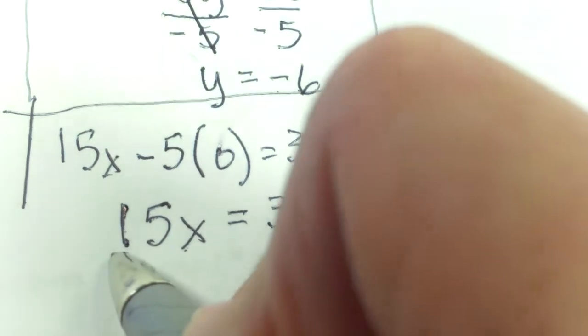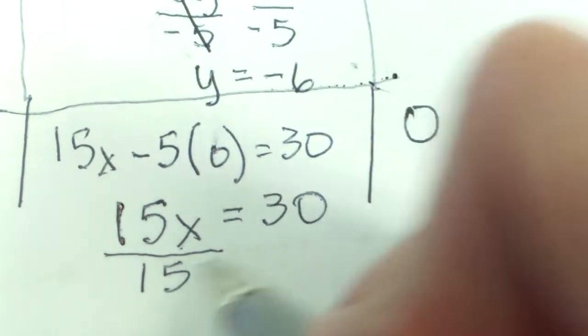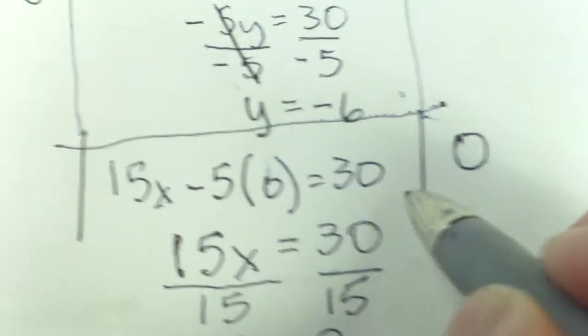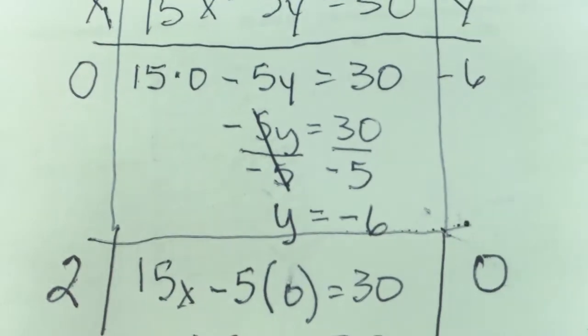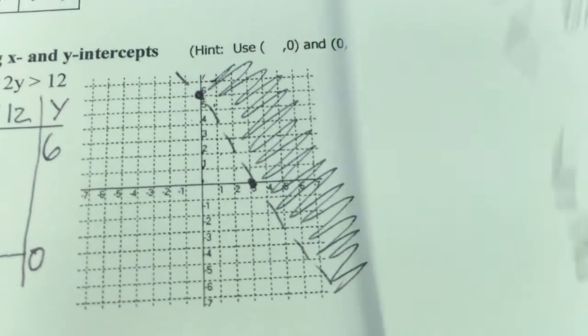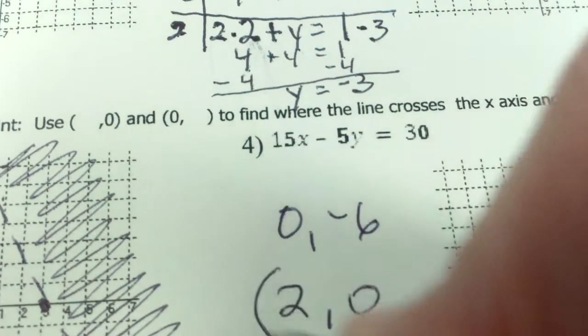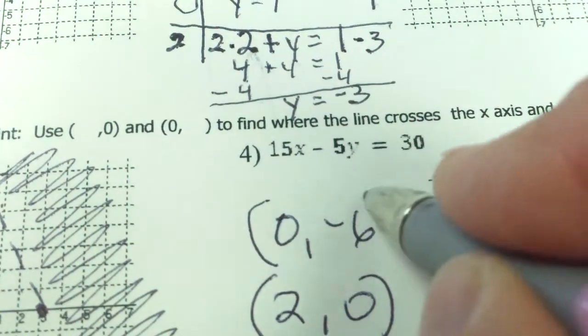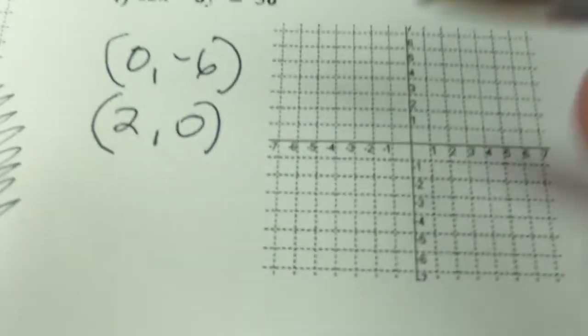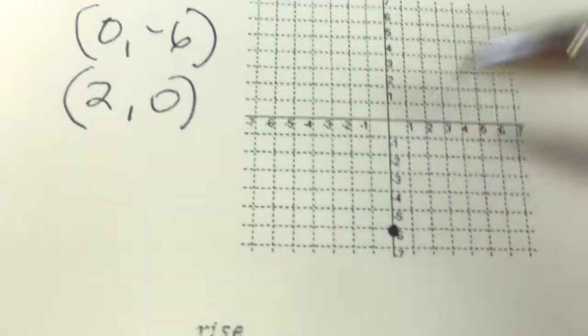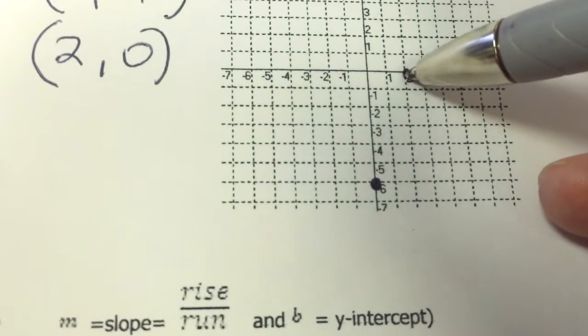In order to get x alone, we divide both sides by 15. So x equals 2 when y is 0. So I have my 2 points, (0, negative 6) and (2, 0). (0, negative 6) and (2, 0) are our two intercepts. (0, negative 6) is right here. And (2, 0) is right here.